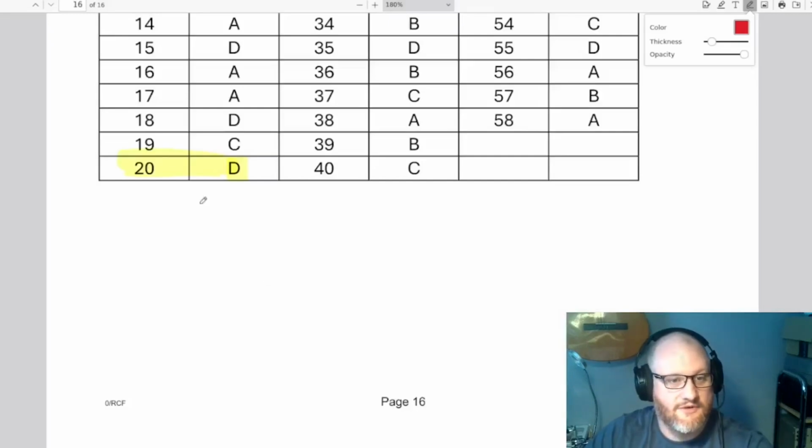Alright, so let's see how we did. Let's take a look at the answers, and we can see, of course, for question number 20, it's answer D, the transmitted frequency will change.